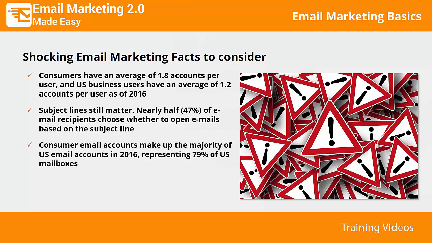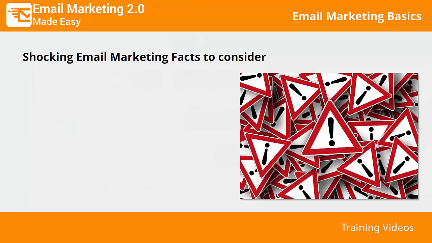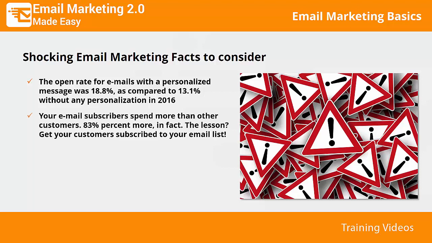Consumer email accounts make up the majority of U.S. email accounts in 2016, representing 79% of U.S. mailboxes. Segmented email campaigns have an open rate that is 14.32% higher than non-segmented campaigns. The open rate for emails with a personalized message was 18.8%, as compared to 13.1% without any personalization in 2016. Your email subscribers spend more than other customers, 83% more in fact. The lesson? Get your customers subscribed to your email list.